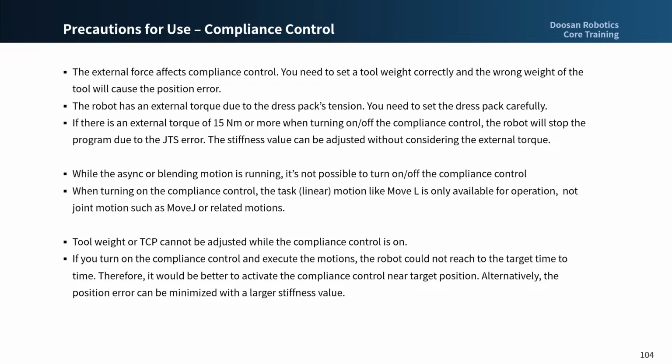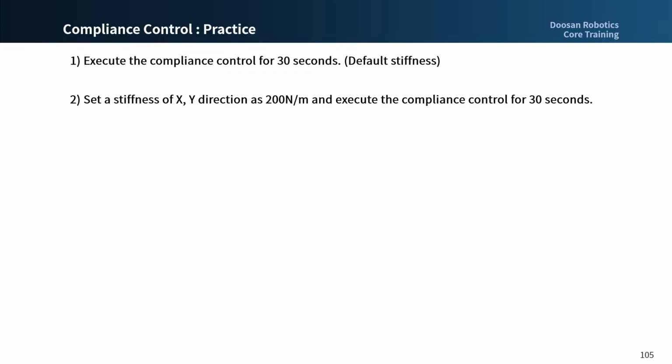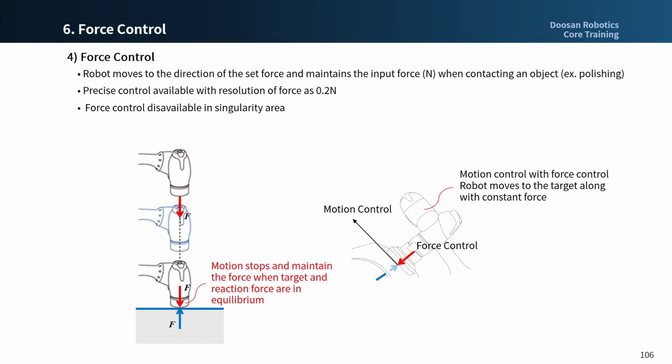And if you turn on the compliance and move, the robot may not be able to reach the target point precisely due to the torque generated while performing the motion. So therefore, turn on the compliance control near the target point, and after a certain number of operations, you have to do the mastering. So you can do this practice with the previously shown video. So let's move to the next slide.